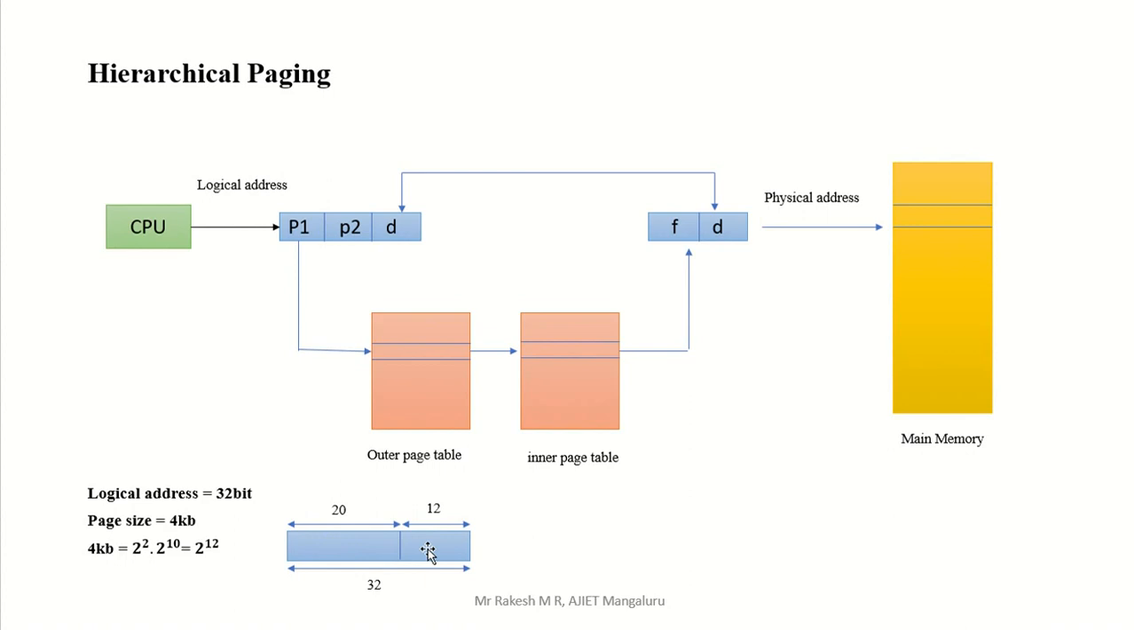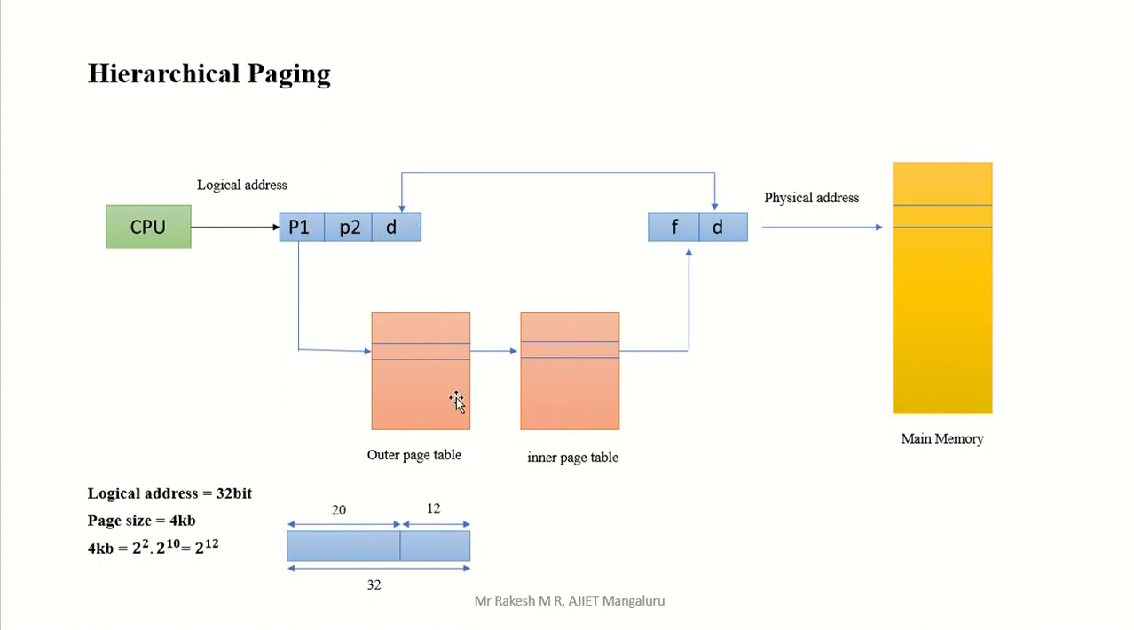So 32 minus 12, you get the remaining number, that is 20, right? The remaining is 20. Out of this 20, we have to go for P1 as well as P2. Combinedly this is 20, so we have to divide it equally. That is the concept here. P1 and P2 get equal size. So 20 divided by 2: P1 is 10, P2 is 10, D is 12. This is the logical address size. Remember this concept carefully.